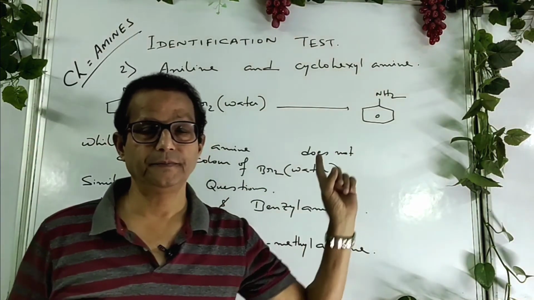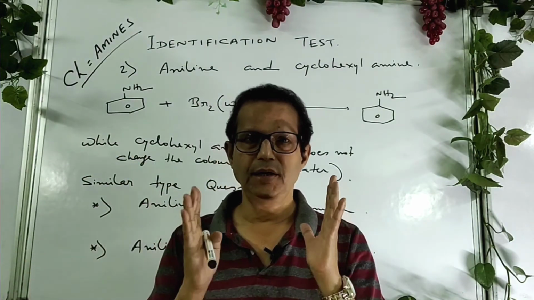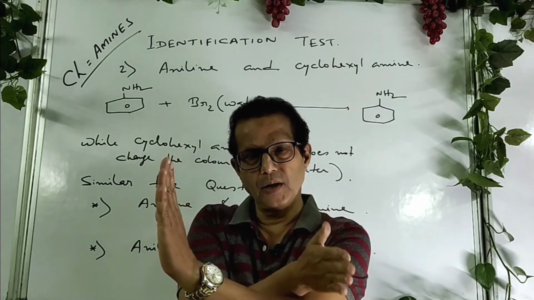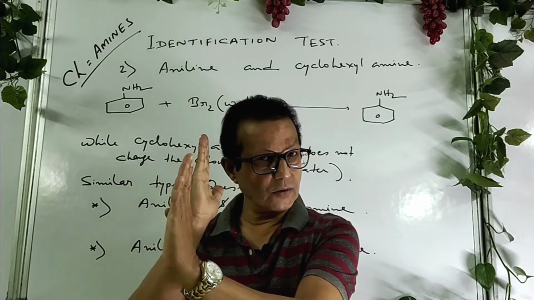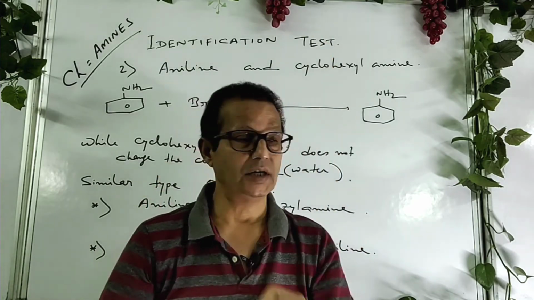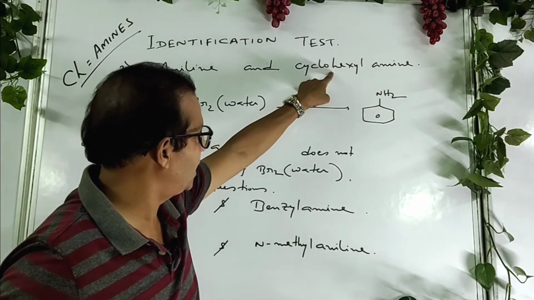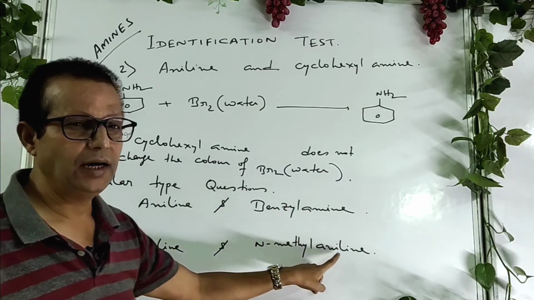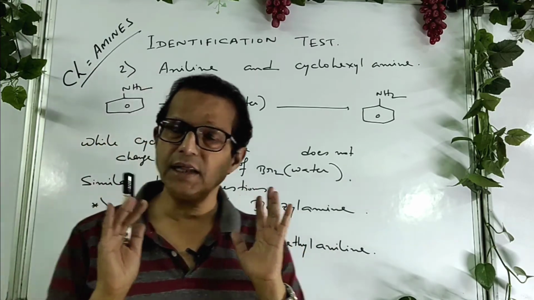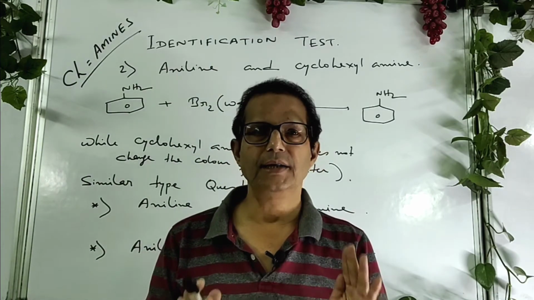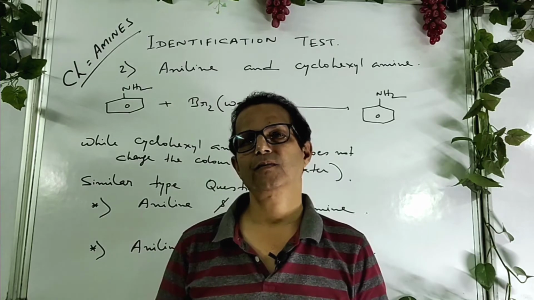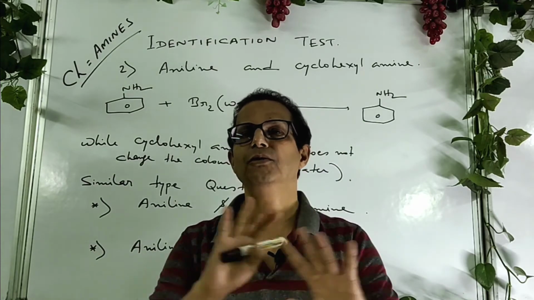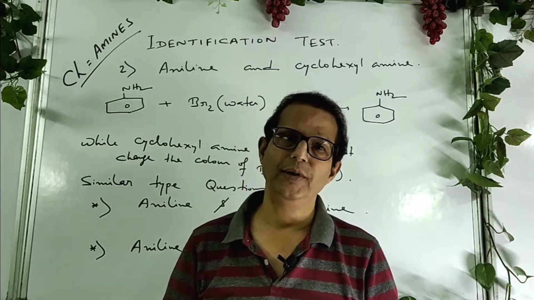So the question, listen, identification test between aniline and any other compound, between aniline in one side and any other compound, such as aniline with cyclohexylamine, aniline with benzylamine, aniline with N-methylaniline. So write the answer. Only bromine water test. Aniline gives bromine water test, but other compounds they do not give. So you can write the answer in terms of bromine water test.